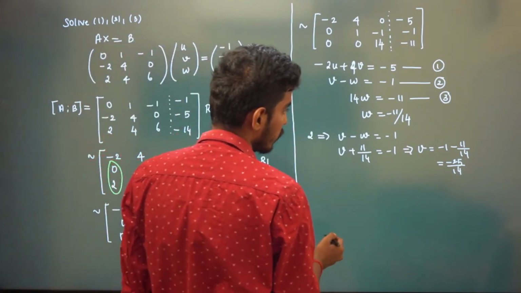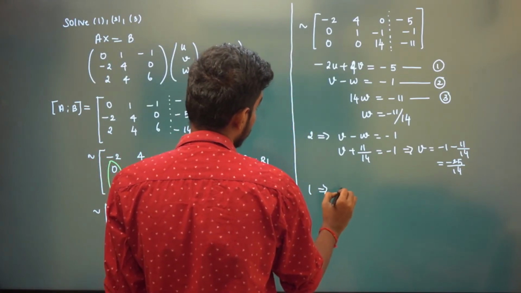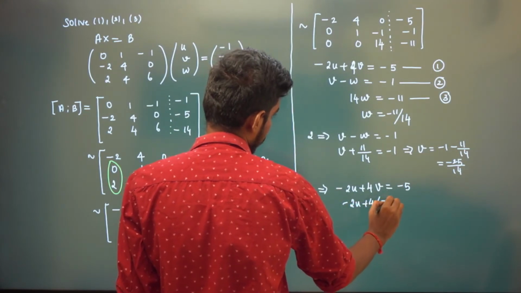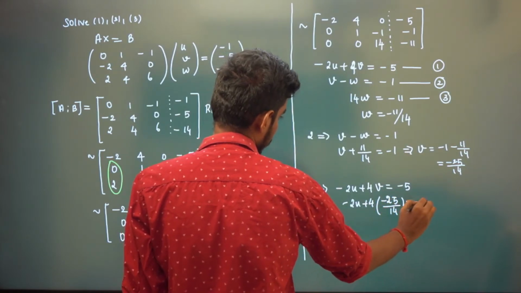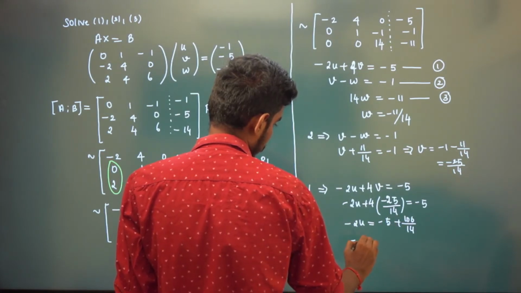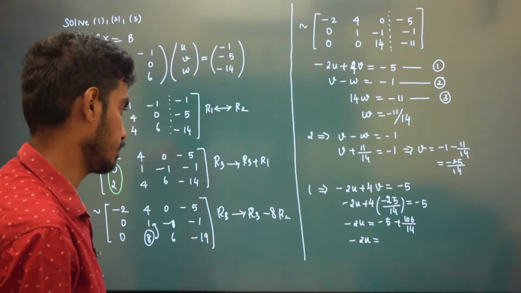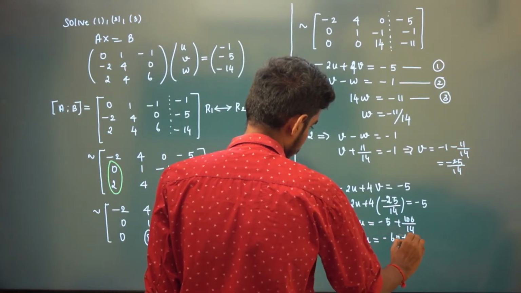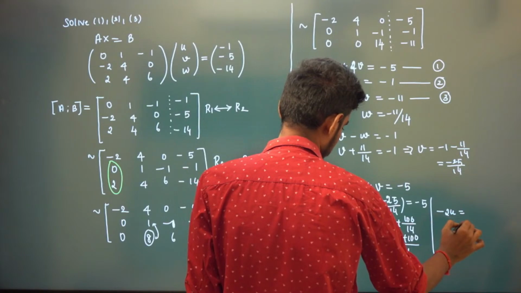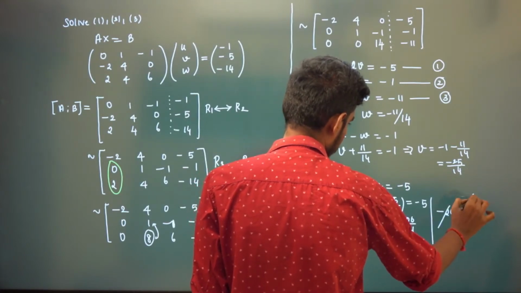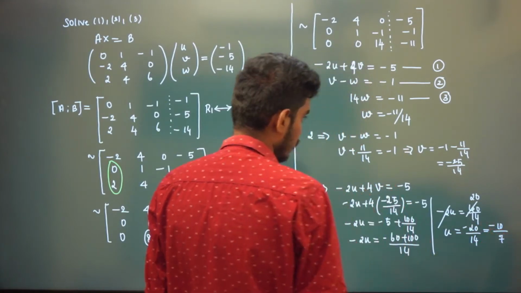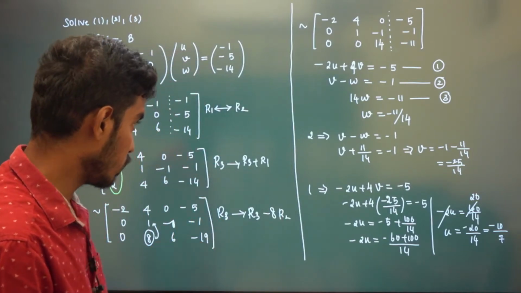Let us see whether it satisfies this equation or not. So U is minus 10 by 7. So we are getting UVW as this.